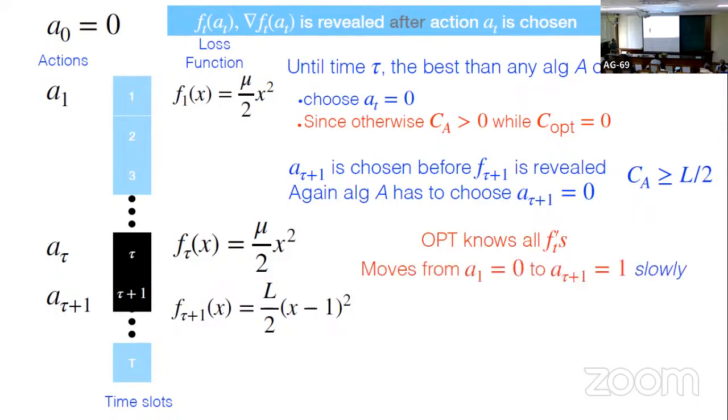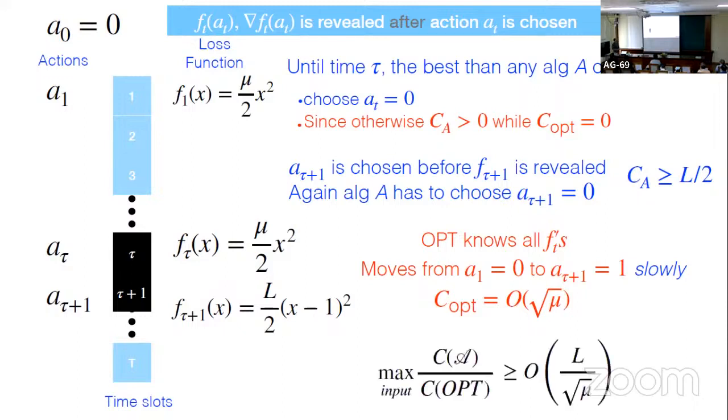Now, what can OPT do? Knowing these functions ahead of time, it starts at 0 and moves to 1. It has to get to 1 because L can be arbitrarily large, but it moves very slowly. And in the process, this is tedious computation, you can show that for these functions, if you want to minimize the cost, going from 0 to 1 in tau plus 1 steps, you can get a cost which is at most square root here. This is slightly tedious. I'm not going to show you how to do it, but you can do it.